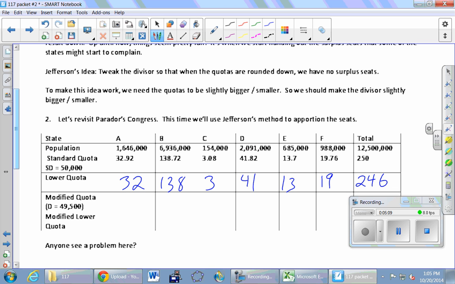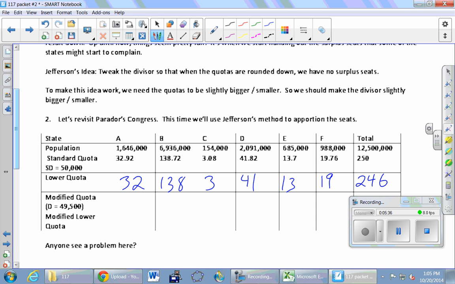Good question. Is it possible for the total of these lower quotas to be more than the 250? Right. If we round down, it's got to be less. It's got to be less than the 250, less than how many seats we have. Let's say again, these numbers that are in blue give us 246. I want them to give me 250, which means these numbers in blue are a little bit too small, right?